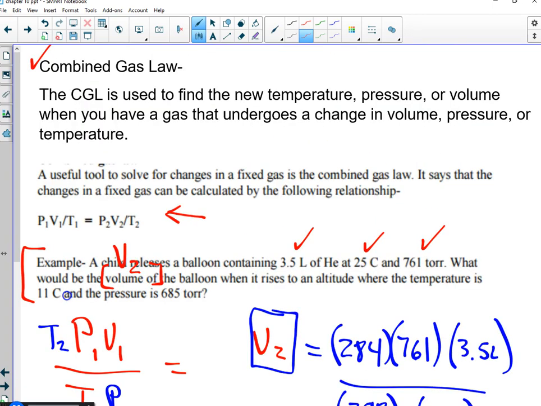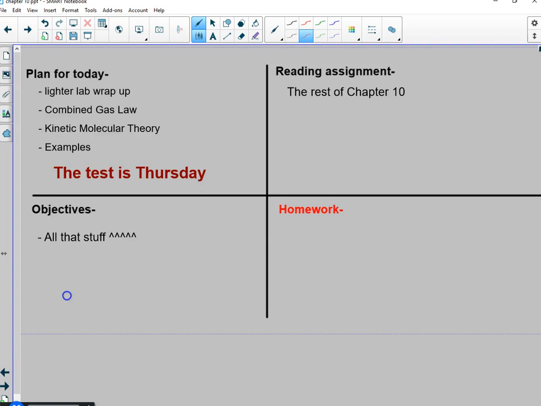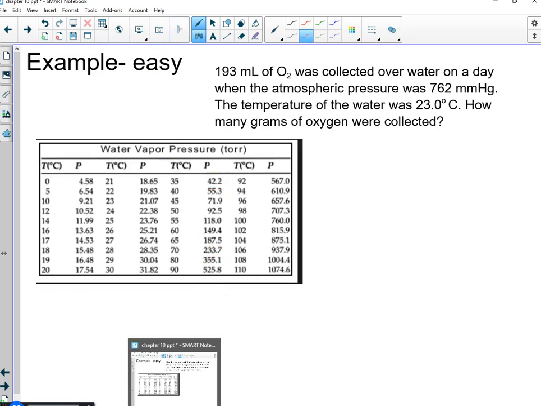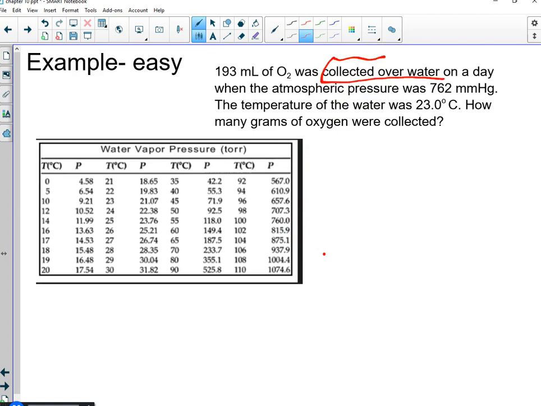These problems are typically what I do before we do the lab we did yesterday. So this is a vapor pressure problem. With only 7 minutes left, we can do this. So this is a gas that was collected over water. It says it right here that it's collected over water. That's your gigantic red flag that you have to account for the vapor pressure of water.